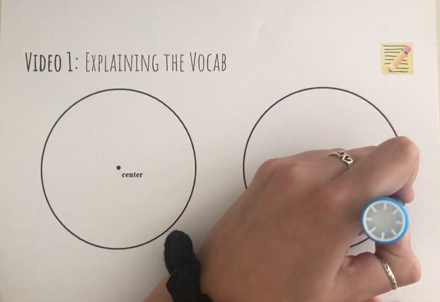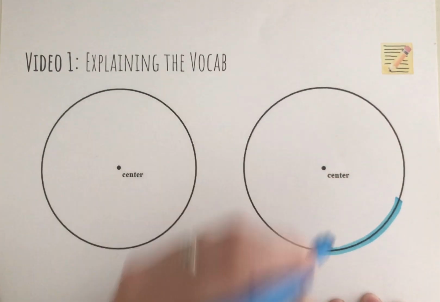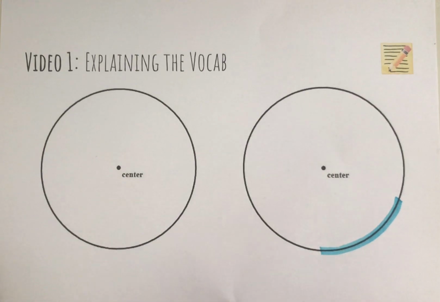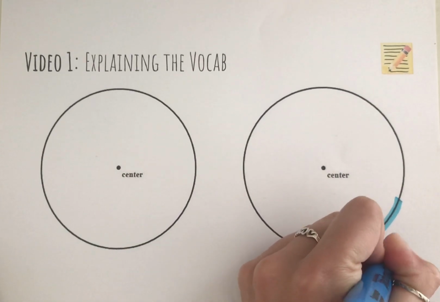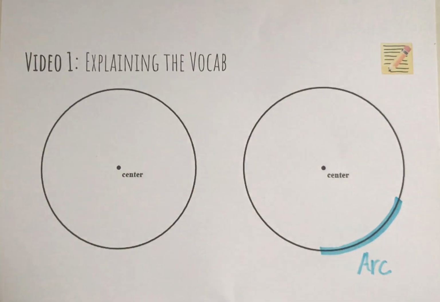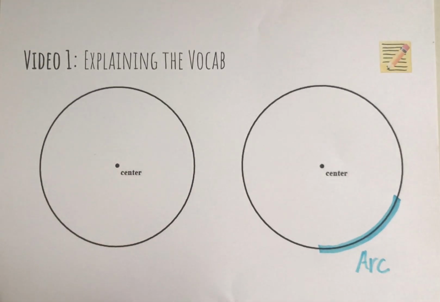So let's say I highlight this. This blue part is called an arc. Okay. Now an arc can have three categories. It can either be a major arc, a minor arc, or a semicircle. And on this circle, I'm going to show you what that looks like.